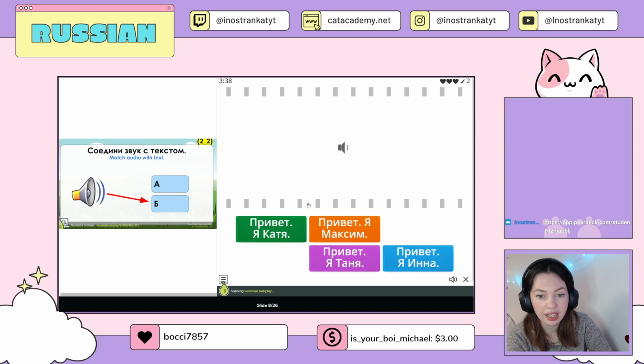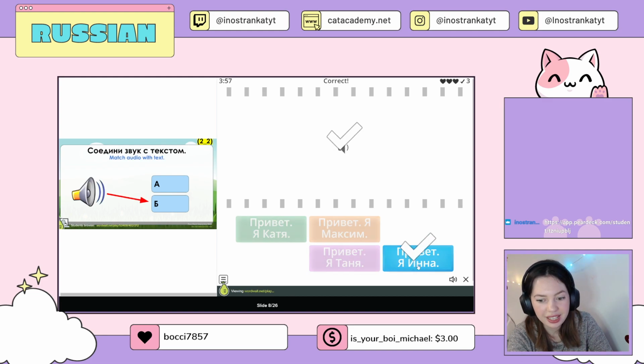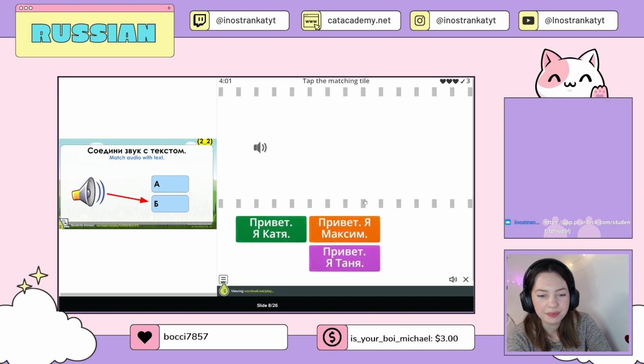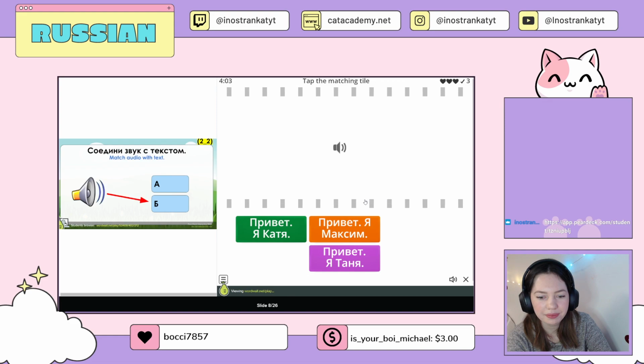Привет, я Инна. Привет, я Инна. Я Инна. And we know that E is a vowel that we learned and we played with Kill the Moles today. So if we look at these four, only one is the vowel. So it is this one. Привет, я Инна.